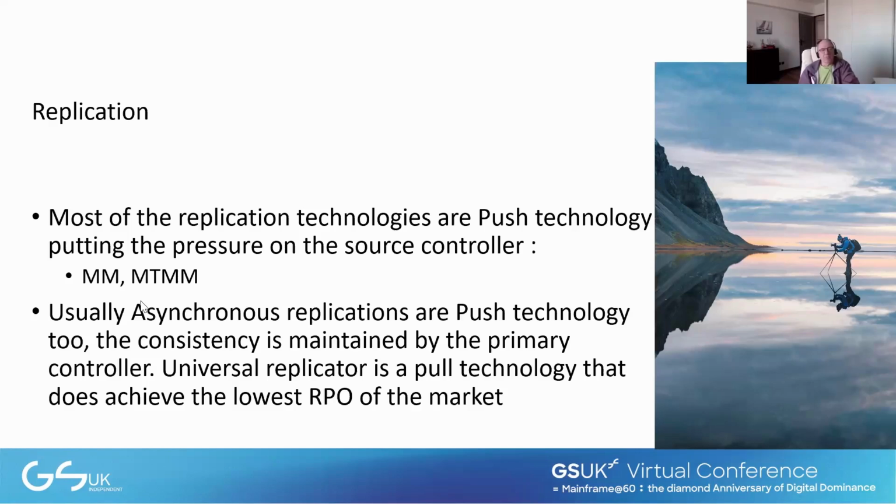And then you've got the MTMM, where from one source you can have two different targets in synchronous mode, and between the two targets you've got what is called the MTIR, a multi-target incremental resync, which allows you to resync the pairs in case there is a HyperSwap, so you can quickly have a second copy of your data just in case you would lose one of the sites. The replication technologies are more or less based on this paradigm.